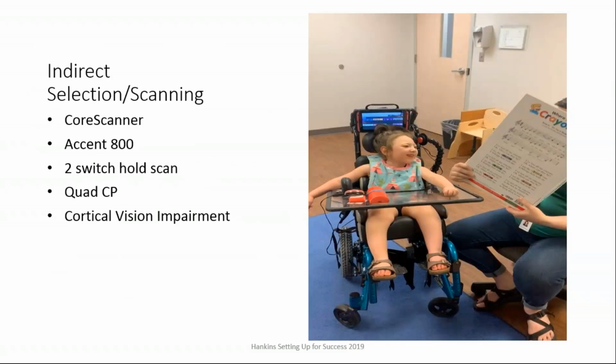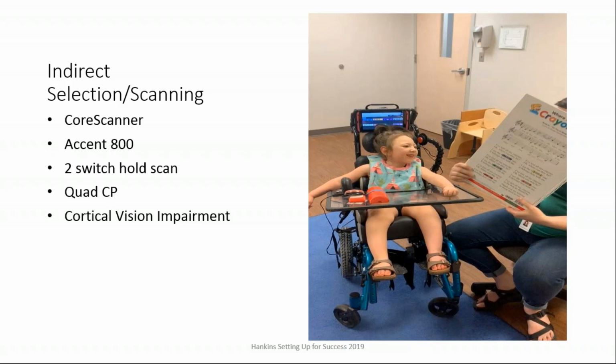So this is Laney. We're going to talk about her a lot as time goes by. She is now 4. She's been scanning since she was about 2.5. She has quadriplegic cerebral palsy and cortical vision impairment. She utilizes Core Scanner as her language system. She has an Accent 800.